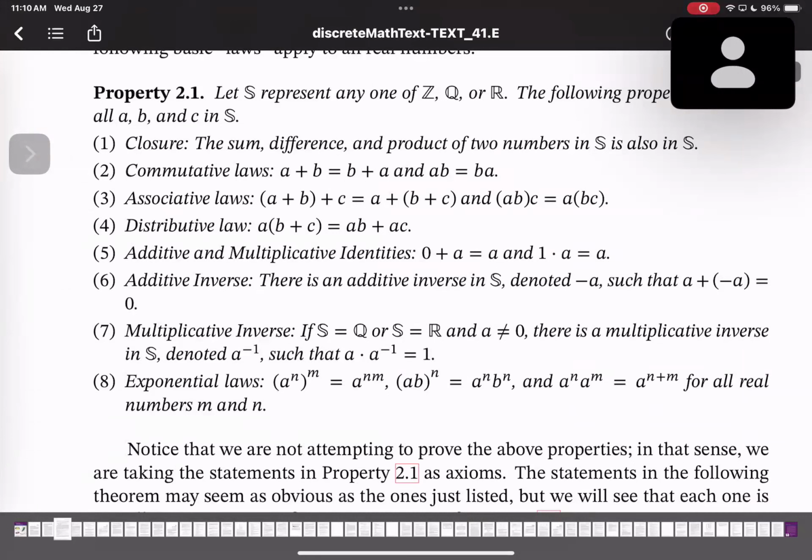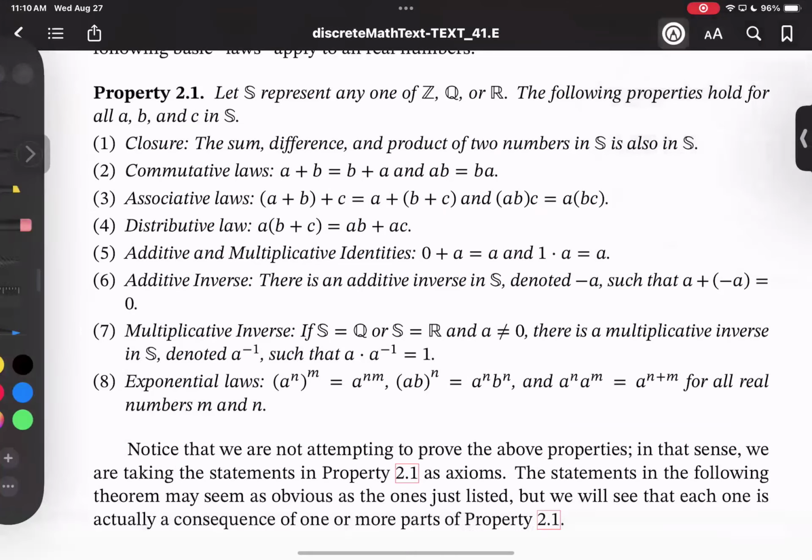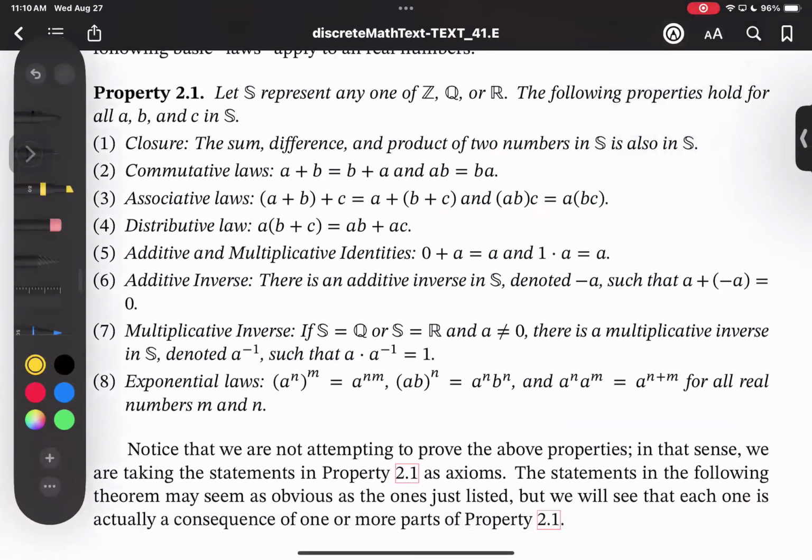Commutative, this feels fairly straightforward. That's saying that if we add two numbers, 1 and 2, that's the same as 2 plus 1. And if we multiply, 1 times 2 is 2, 2 times 1 is also 2. So they're the same.